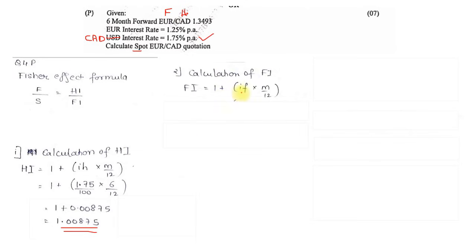Same way, we need to find the foreign interest factor. The formula is 1 plus IF into M upon 12. Foreign interest was 1.25. So 1 plus 1.25 upon 100 into 6 by 12, as 6 months was the forward period given. So when you substitute, you get 1 plus 0.00625, which comes to 1.00625. Now we have the forward rate, we have the HI, we have the FI. We need to find the spot rate.